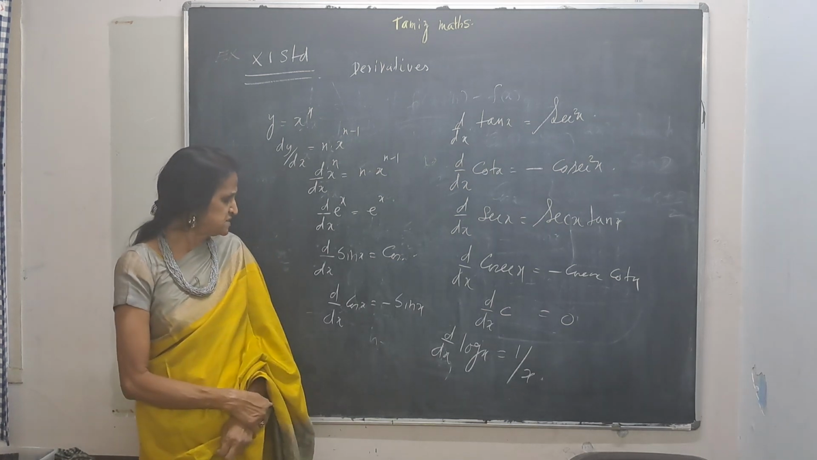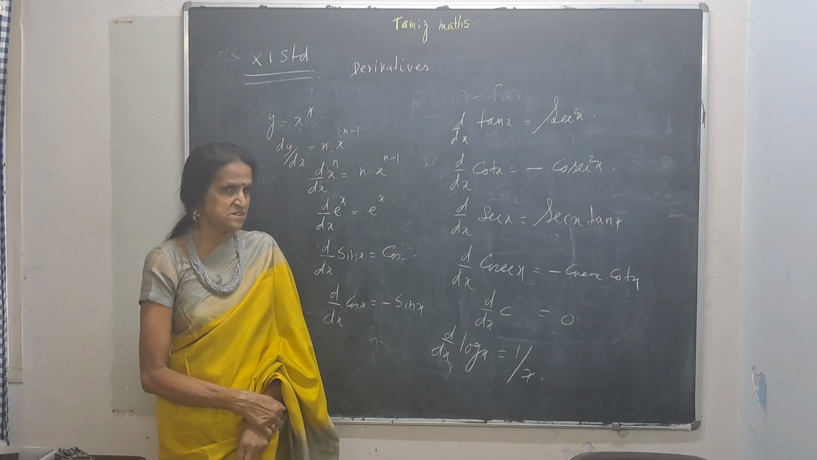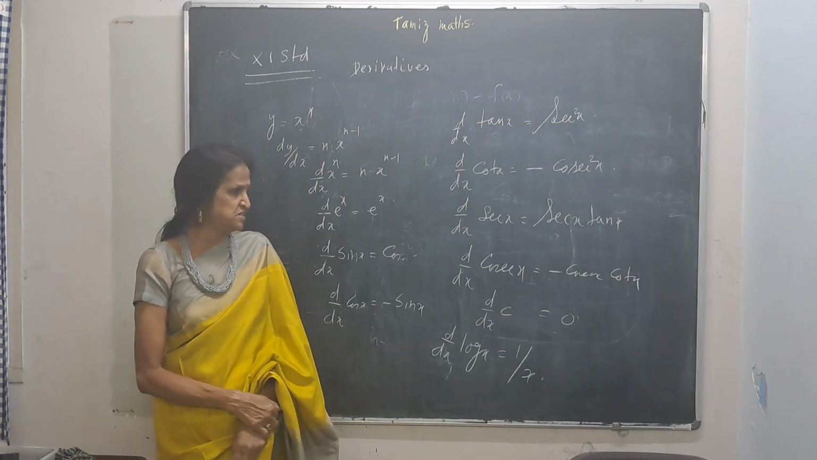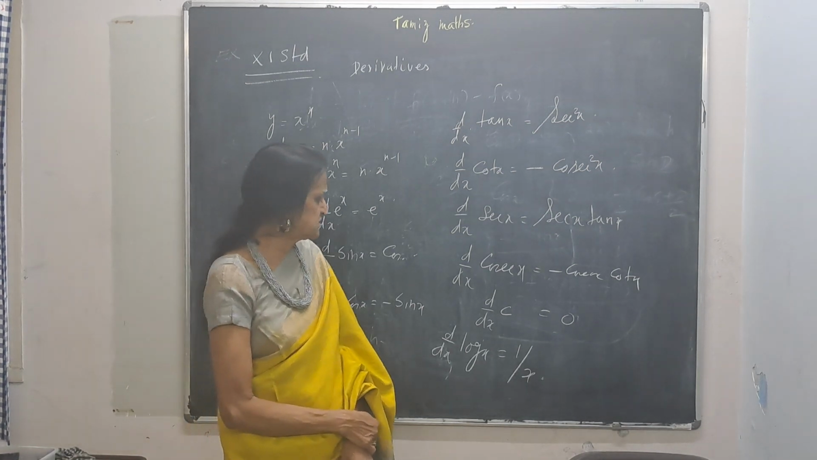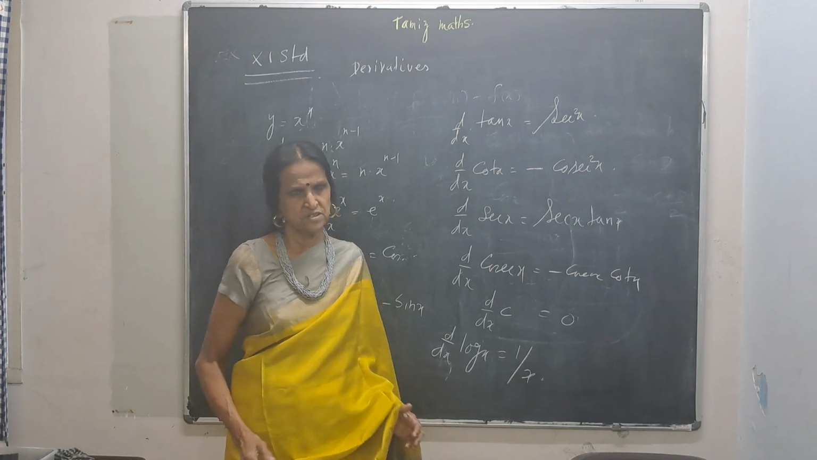Derivative of e power x is e power x. Tan x is secant square x. Cot x is minus cosecant square x. Secant x is secant x into tan x. Cosecant x is minus cosecant x into cot x. And derivative of a constant is 0. And derivative of log x is 1 by x.